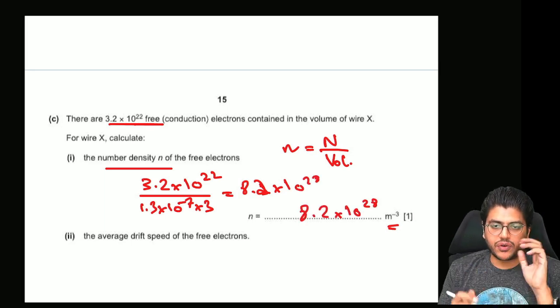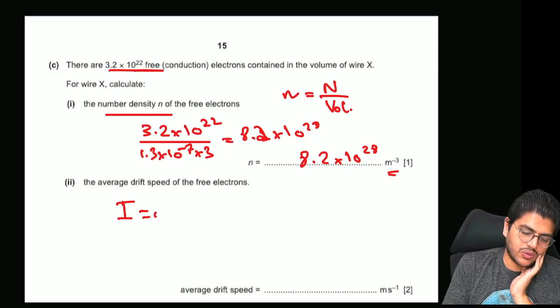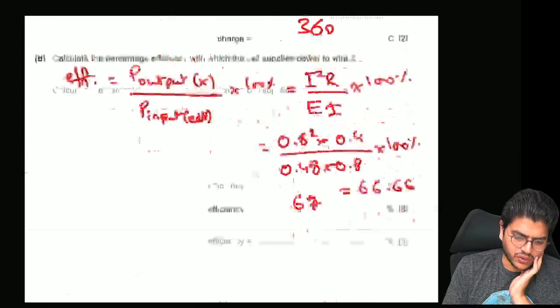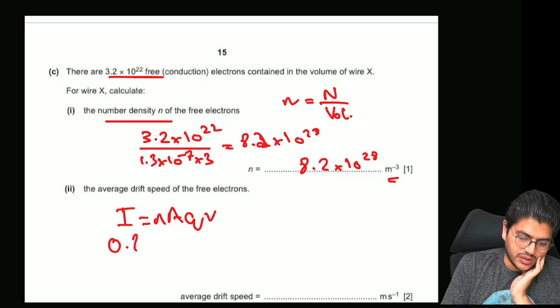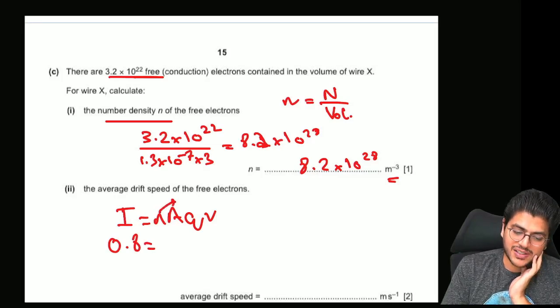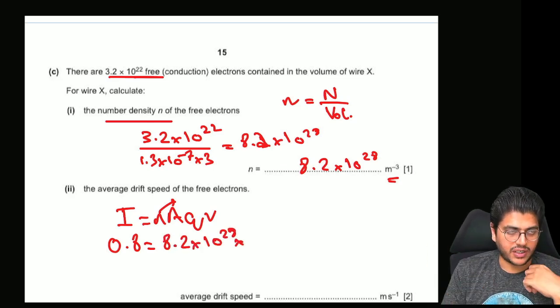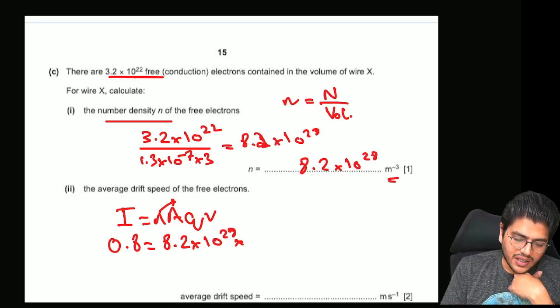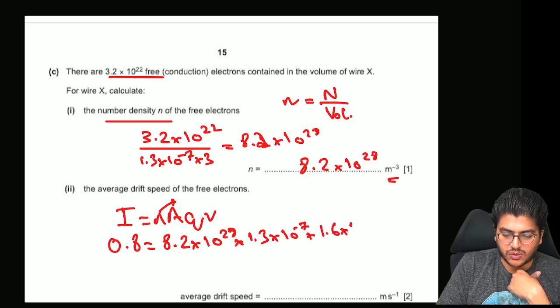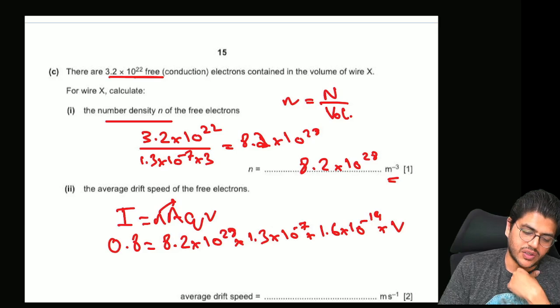What is the average drift velocity? I is equal to nAqv. Do we have the current? Yes, of course. We had the current, which was 0.8. This is actually number density, charge density. So this value is 8.2 into 10 raised to the power 28. Do not confuse this with the number of free carriers. Number of free carriers are something different, which is 3.2 into 10 to the power 22. Into the area, which was 1.3 into 10 raised to power minus 7, into the charge q, which is 1.6 into 10 raised to power minus 19, into the drift velocity.